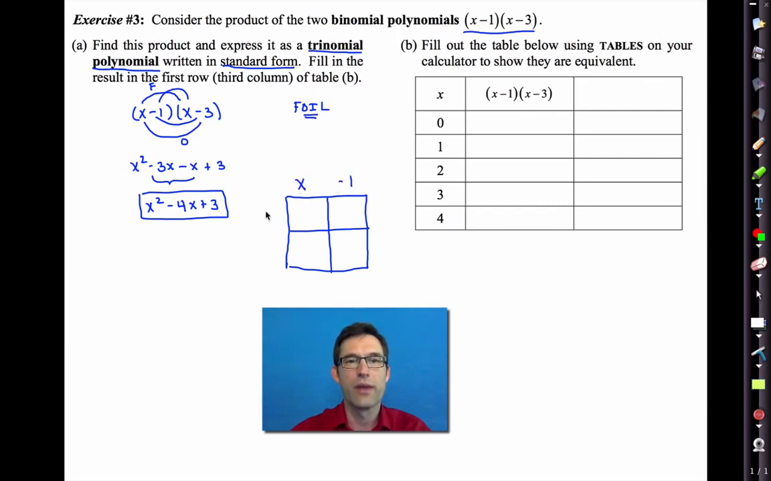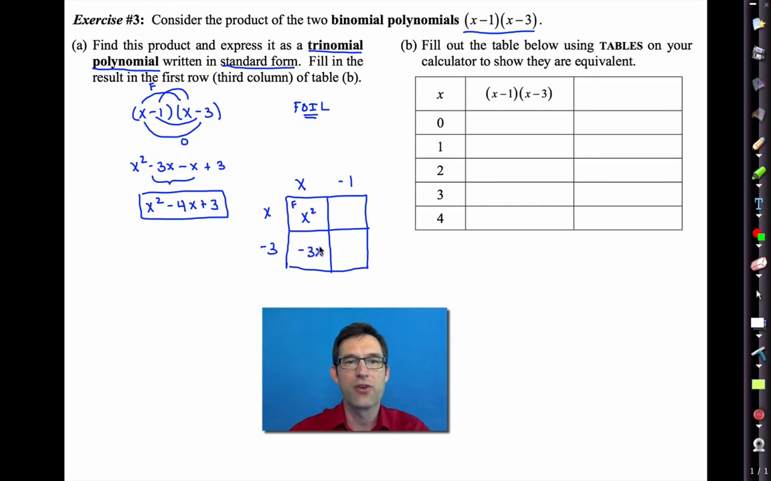Doesn't really matter which way you do it. In other words, you could have the x minus 3 up here. But it's really great because this x times x, that's that first term. That's my F, right? The x times -1, that actually is, well, actually, let me do the x times -3.